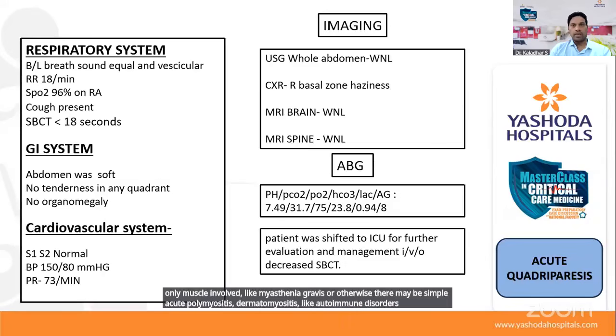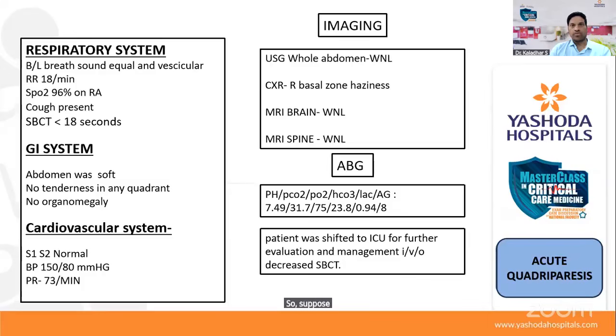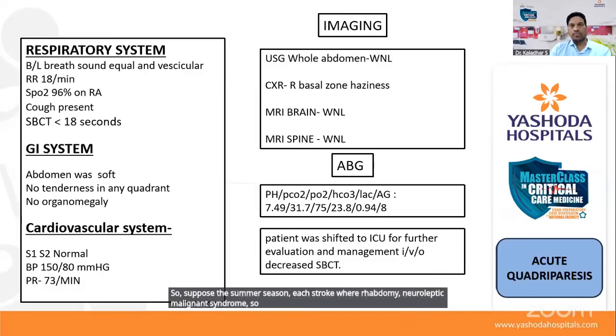There can be severe viral myositis. There can be rhabdomyolysis. So suppose in the summer season, heat stroke, where rhabdomyolysis, neuroleptic malignant syndrome. So these kinds of conditions can lead to only myopathy and muscle-related issues. The same thing like neuromuscular junction.